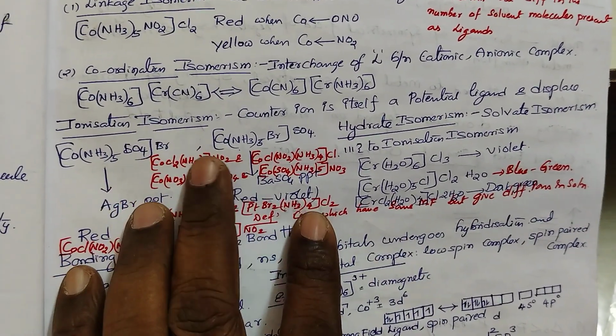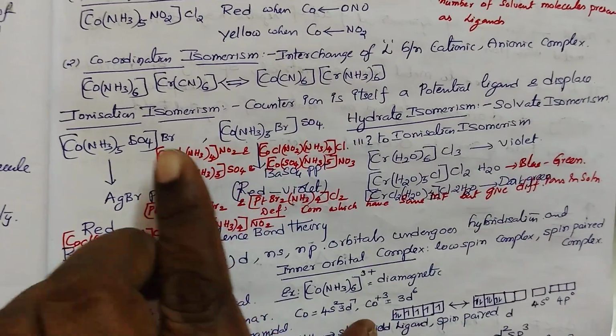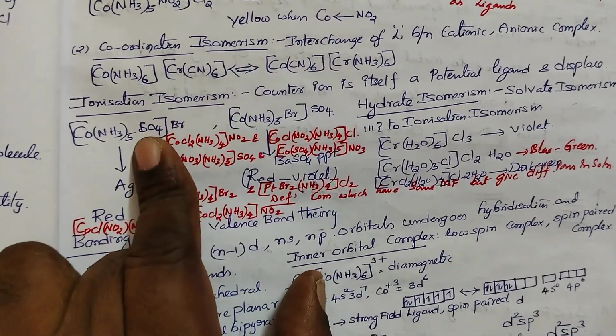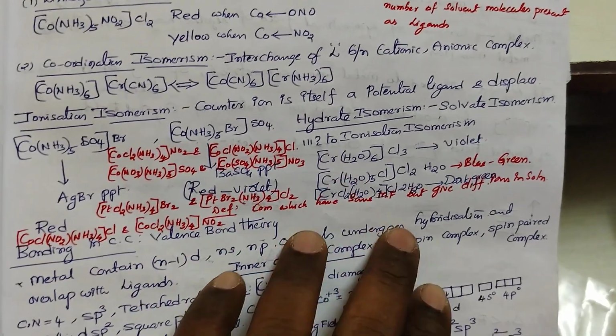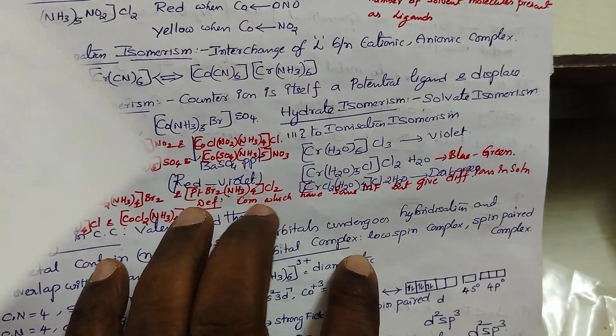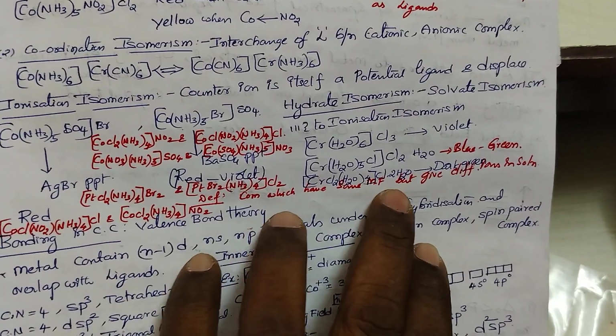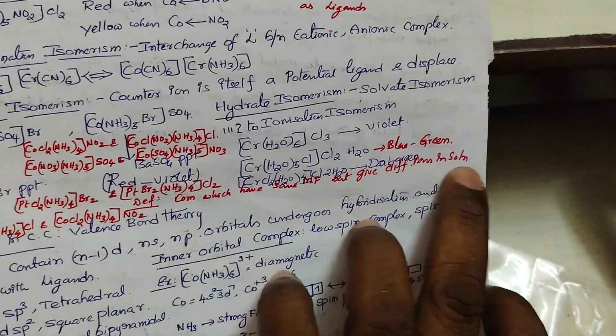Ionization isomerism: the counter ion outside comes inside, or the inside ion goes outside. Ionization isomerism means compounds which have the same molecular formula but give different ions in solution.